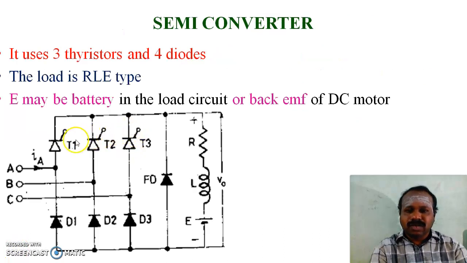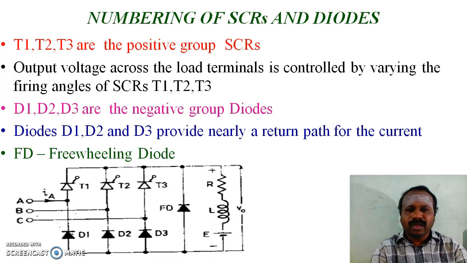It is the circuit diagram of the semiconverter. It uses 3 thyristors and 4 diodes. The load is RLE type, and this E may be the battery in the load circuit or the back EMF of a DC motor. Numbering of SCRs and diodes.